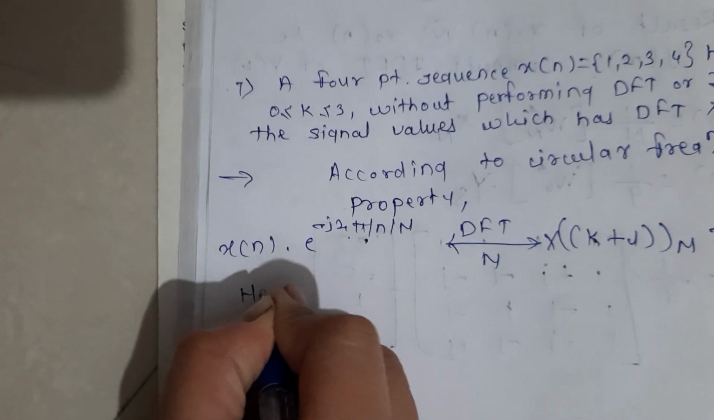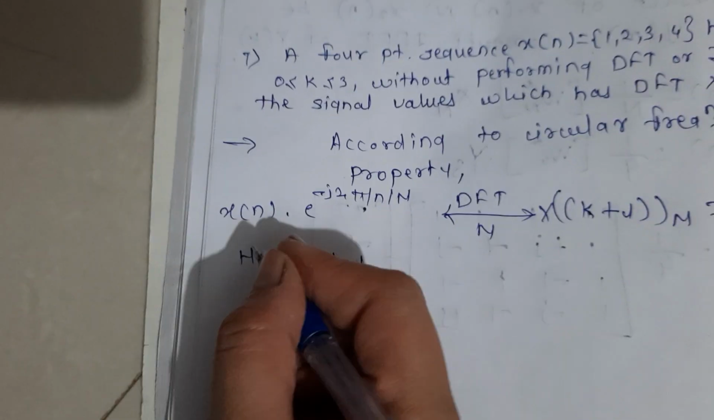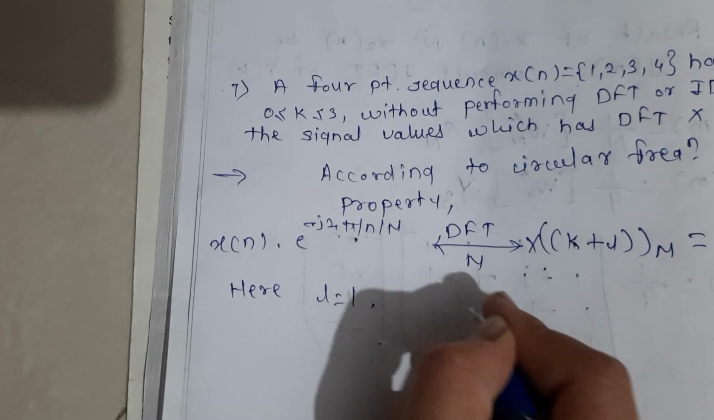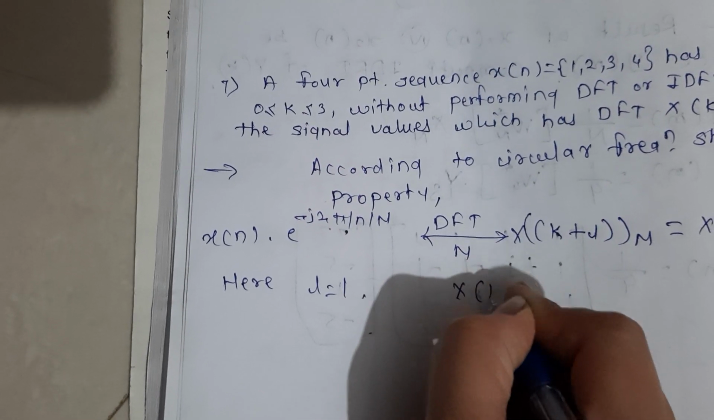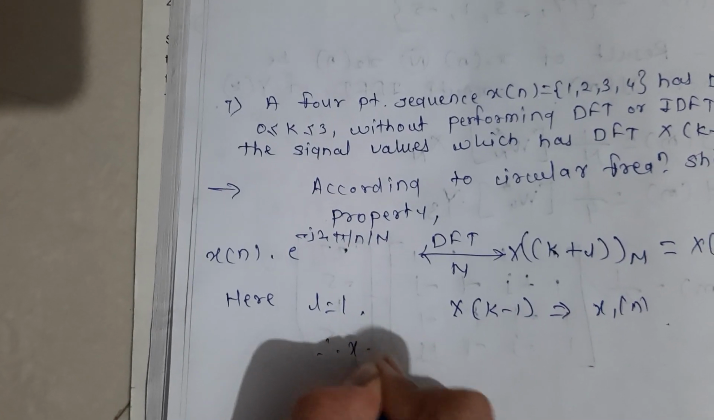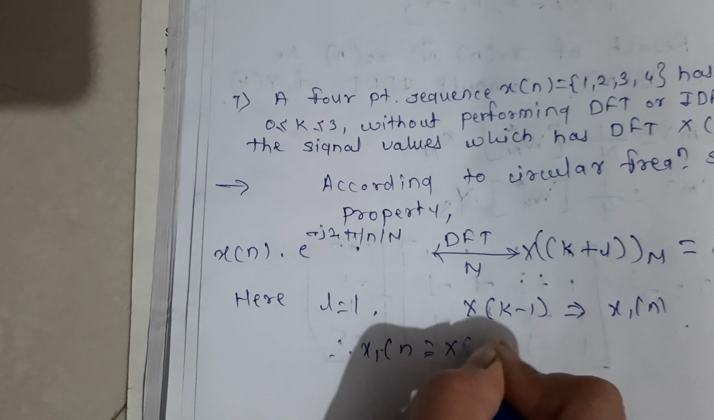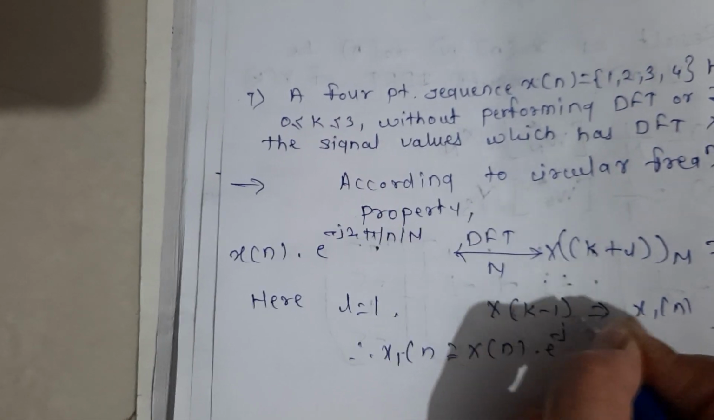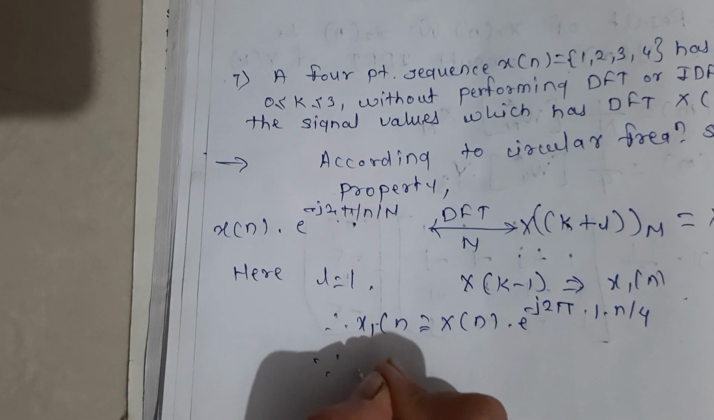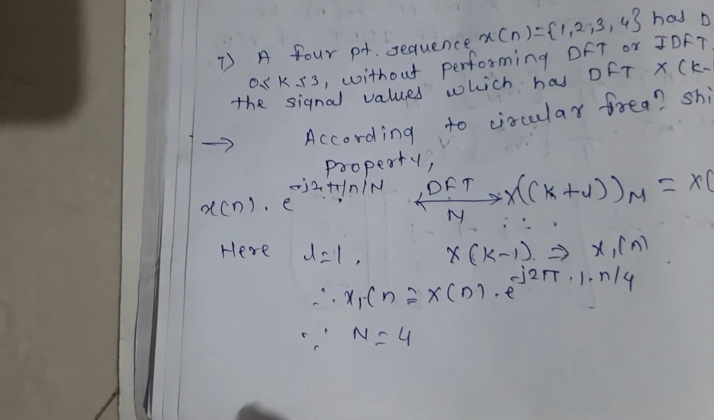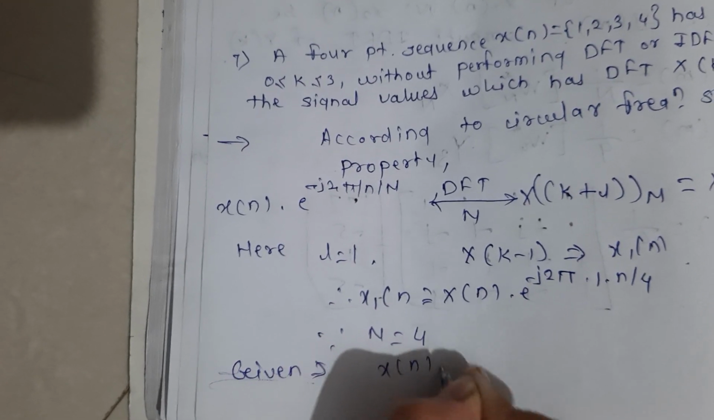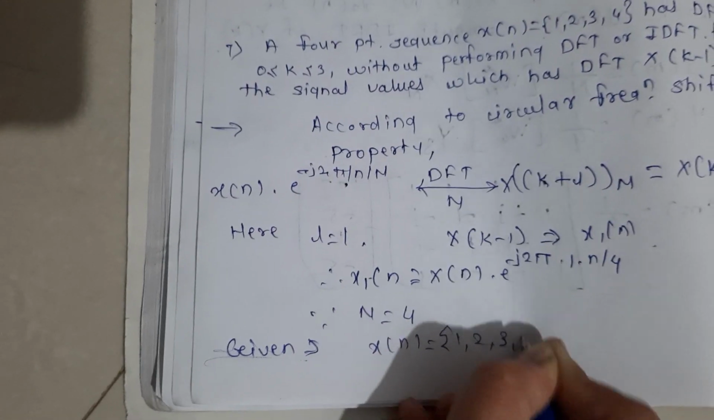Now here l is equal to 1. Let the signal whose DFT is X(k minus 1) be denoted by x1(n). So x1(n) is equal to x(n) e raised to minus j 2 pi 1 n by 4, since N is equal to 4 in this case. Now the given sequence is x(n) equal to 1, 2, 3, 4.